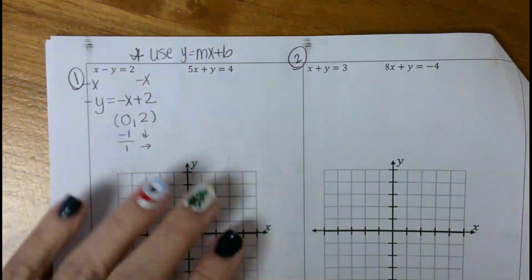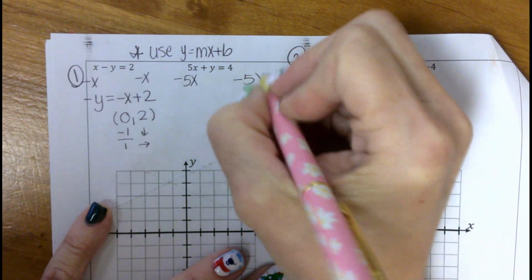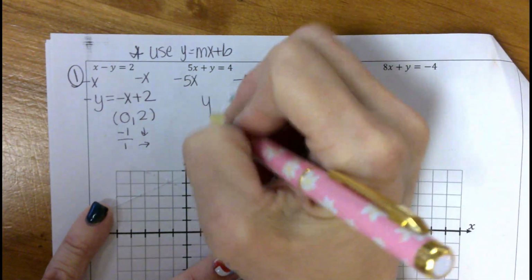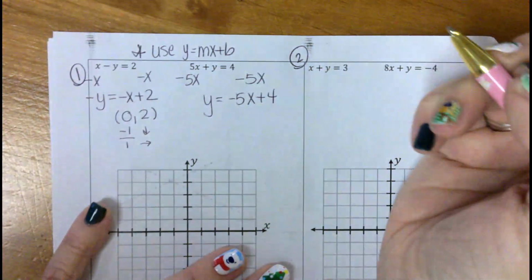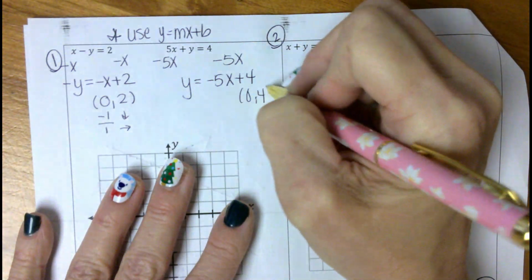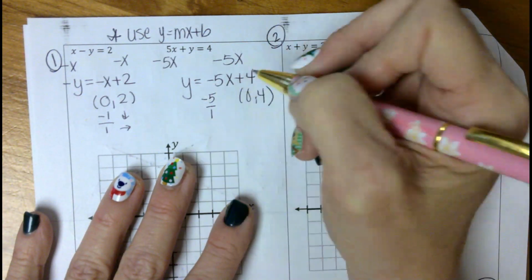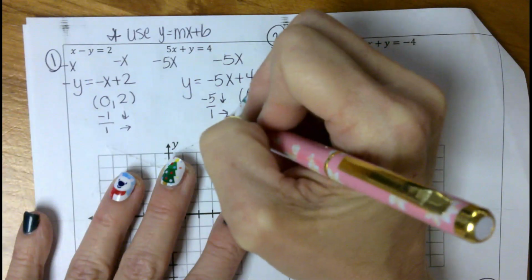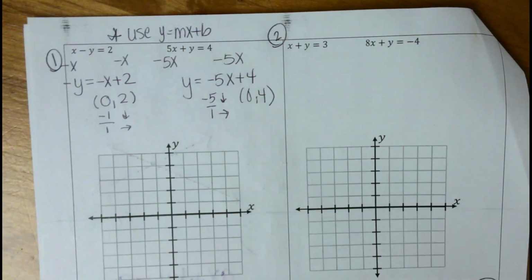This one over here, again, I'm going to move my 5x over. So y is equal to negative 5x plus 4. Oh, that's easy too. 0, 4. And then the -5 is also over a 1, and so I'm going to go down 5 and over 1. Now that I know what I'm doing, I'm going to go put that on my graph.